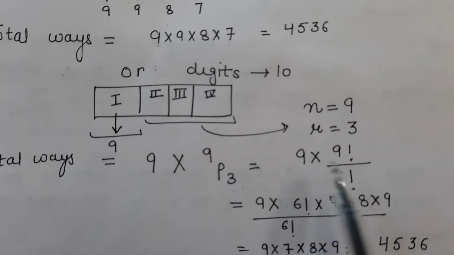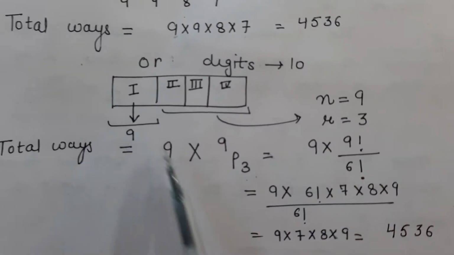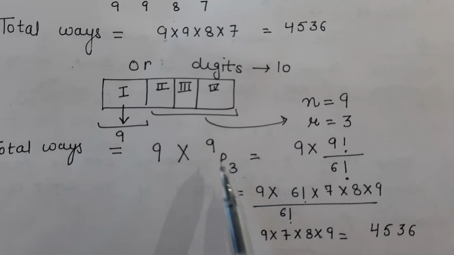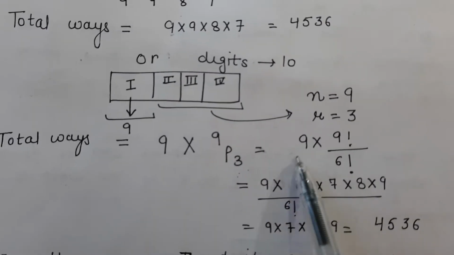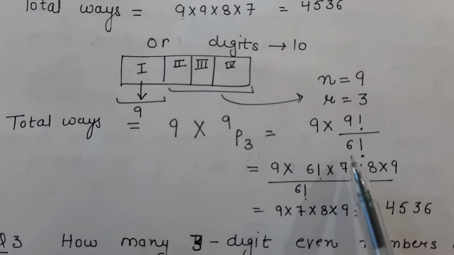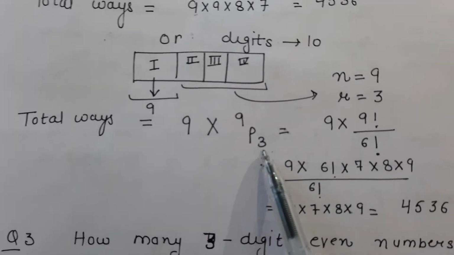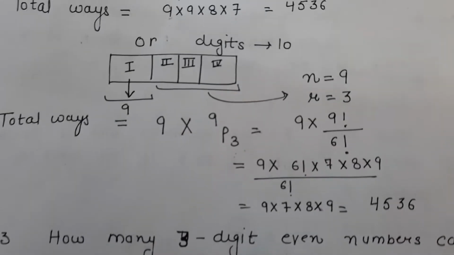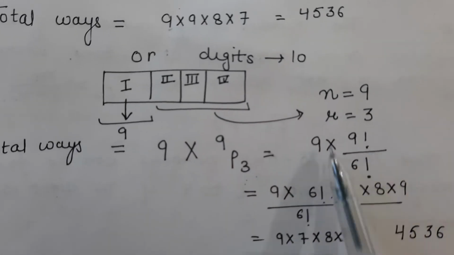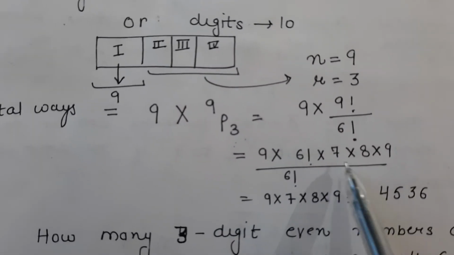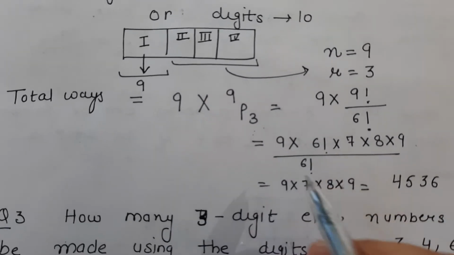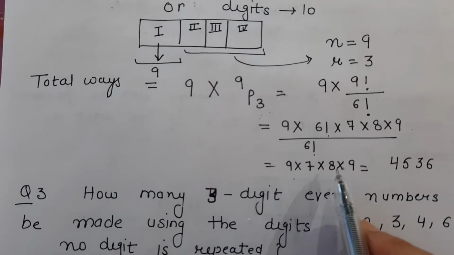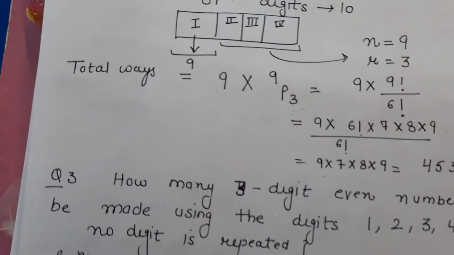So this is 9 times 9 for first place and arrangement of these 3 places, right? 9 into 9p3. So 9 into 9 factorial upon 6 factorial. This is 9 minus 3, 6 factorial. So you have 9 into this 9 factorial can be 6 factorial into 7 into 8 into 9. Now this 6 factorial will be cancelled. So you'll have 9 into 7 into 8 into 9. Again your answer is same.